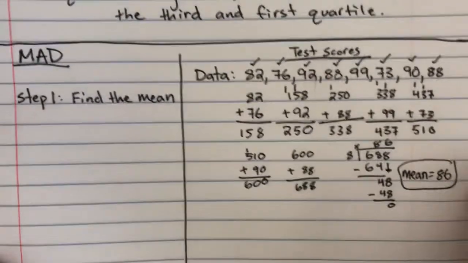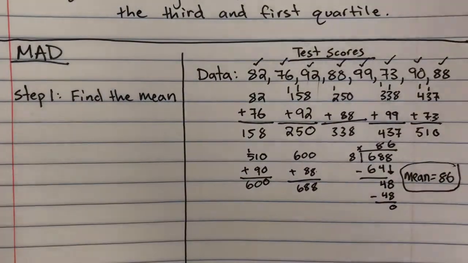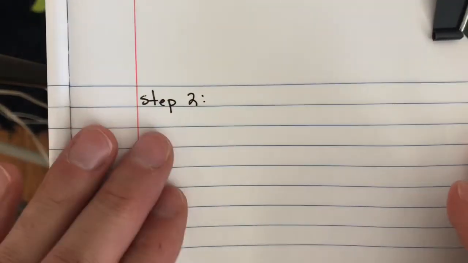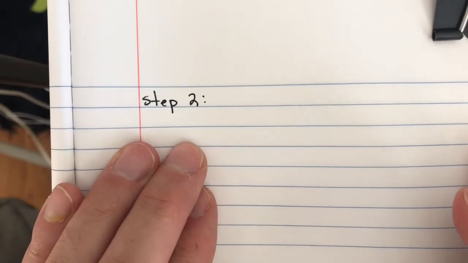I'm going to flip the page over because I don't have enough room. Here we go. Step 2. Again, you can pause and rewind and fast forward. I don't necessarily have to wait for anybody to get caught up. So let's see. Step 2 is to find the deviations.